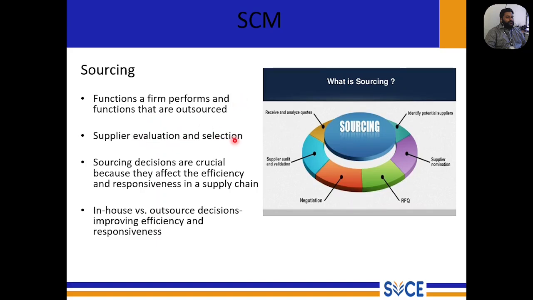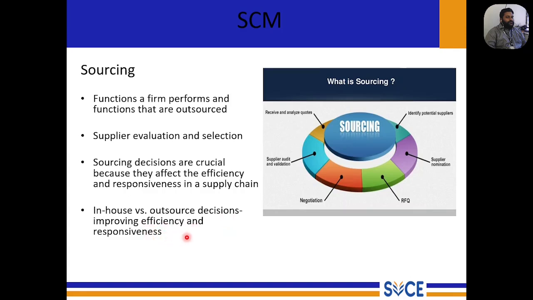Supplier evaluation and selection is one of the major roles in sourcing. Sourcing decisions are crucial because they affect the efficiency and responsiveness in a supply chain management. In-house versus the out-house decision, improving the efficiency and responsiveness.